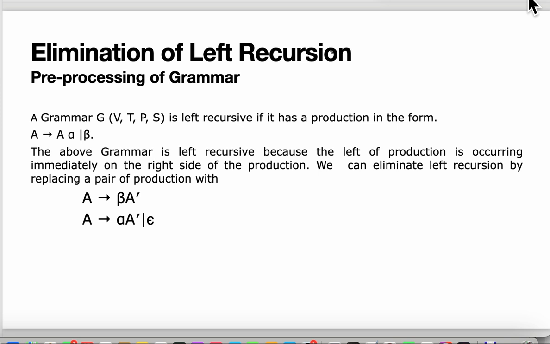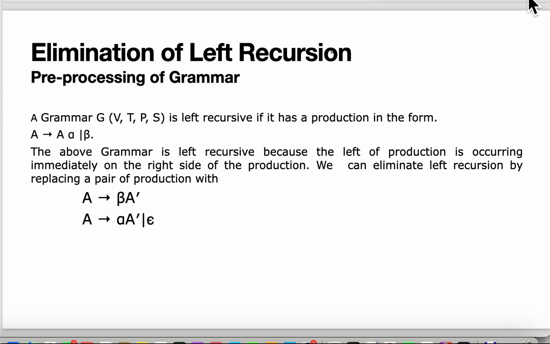Now what is the procedure to eliminate left recursion? How do you eliminate it? Now the same production grammar we take, A gives A alpha or beta. We replace this production A gives A alpha or beta by two productions. How do you replace it? Now let us take it. We have two alternatives, which means A can be replaced by A alpha or A can be replaced by beta. There are two terms.